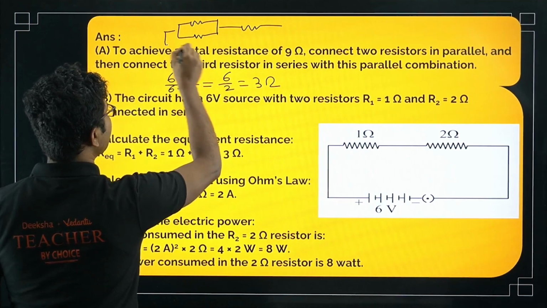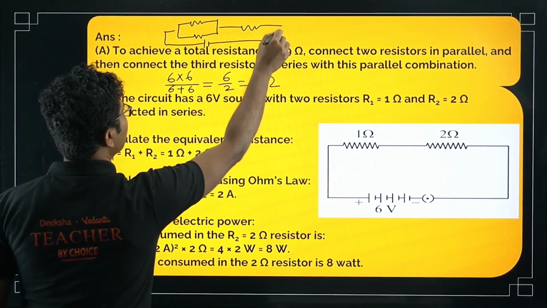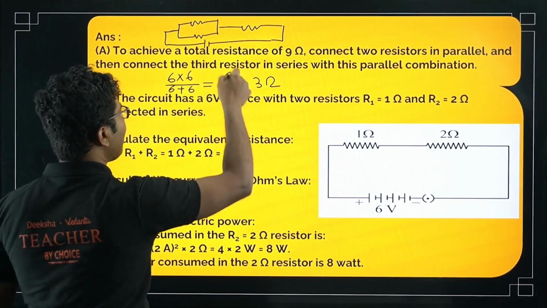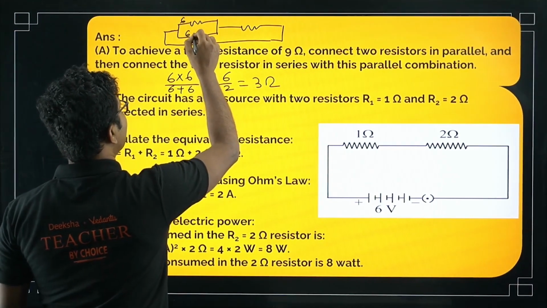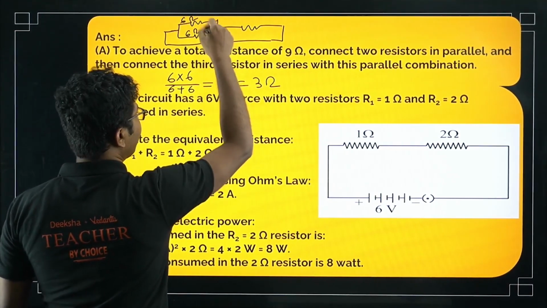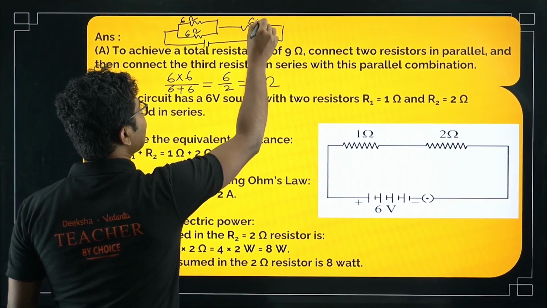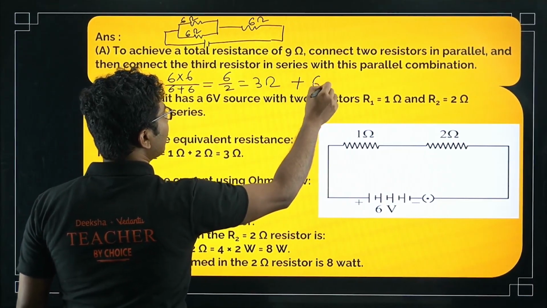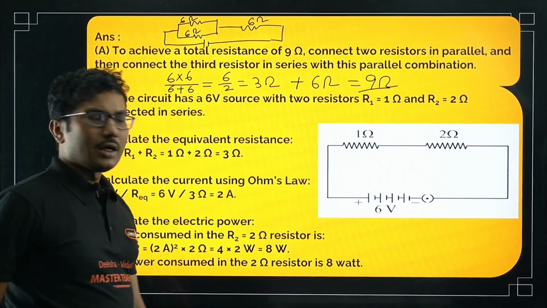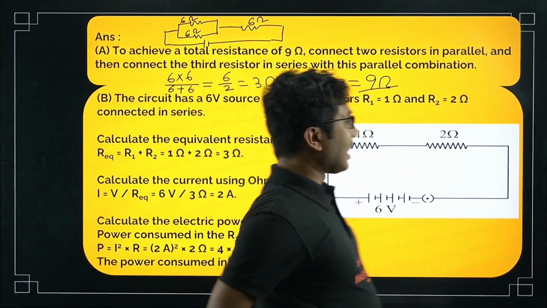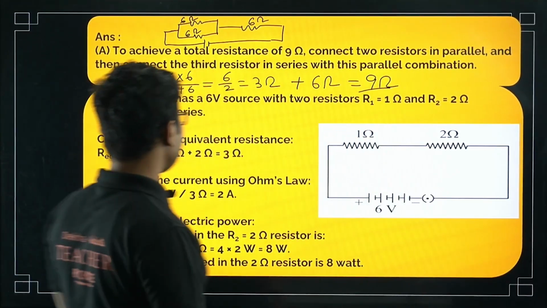If you draw this circuit diagram also, you will get marks. But you have to do the mathematics to show that these 2 sixes are actually giving you 3 ohm and another 6 is giving you plus 6 ohm. So total resistance is 9 ohm. Mathematics is required to get full marks, otherwise they will deduct some marks. This is a 3 mark question.